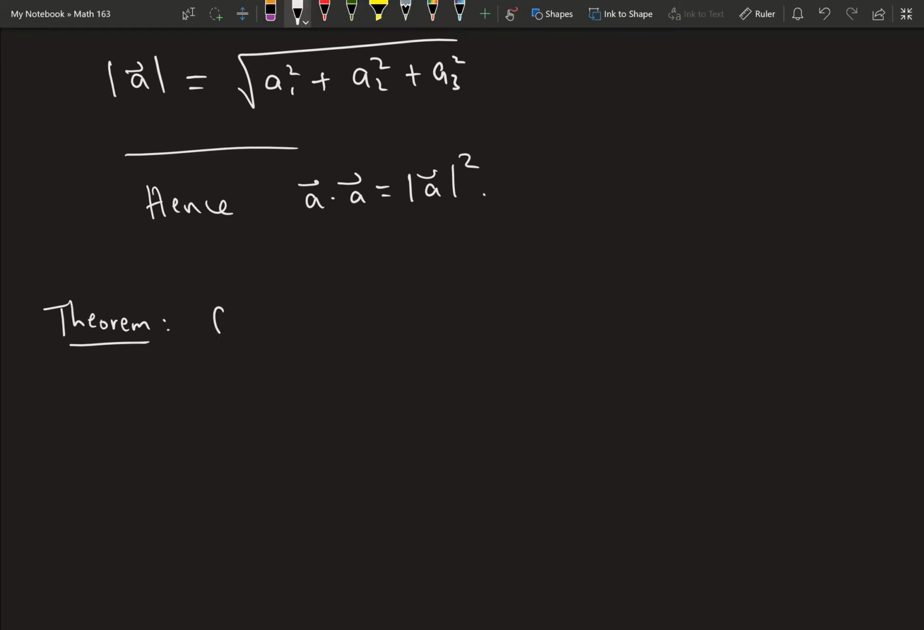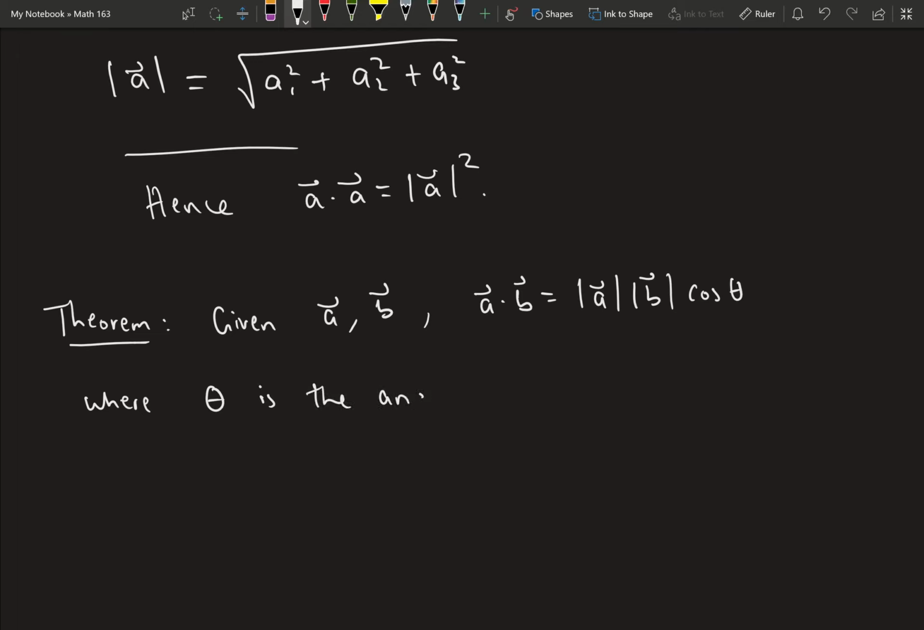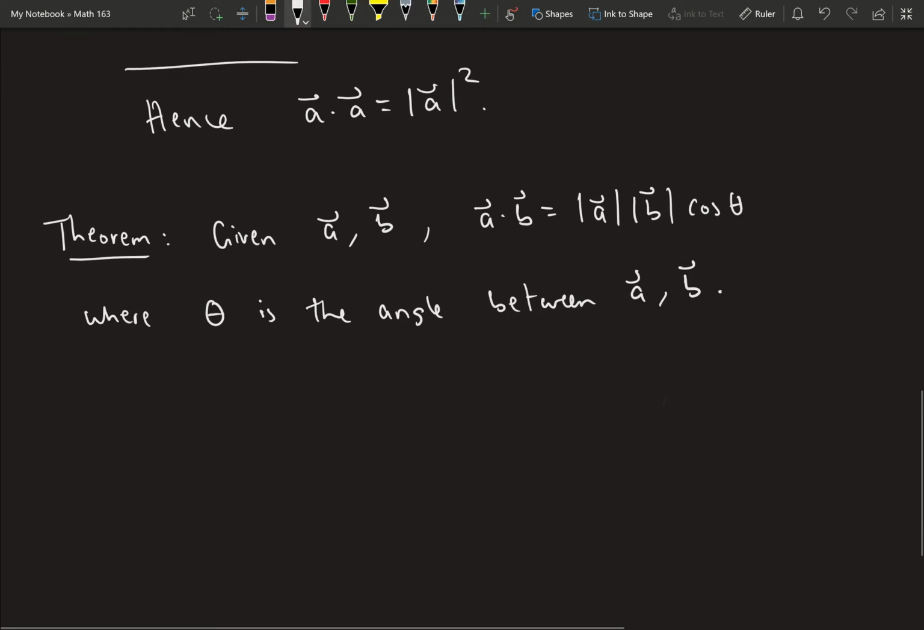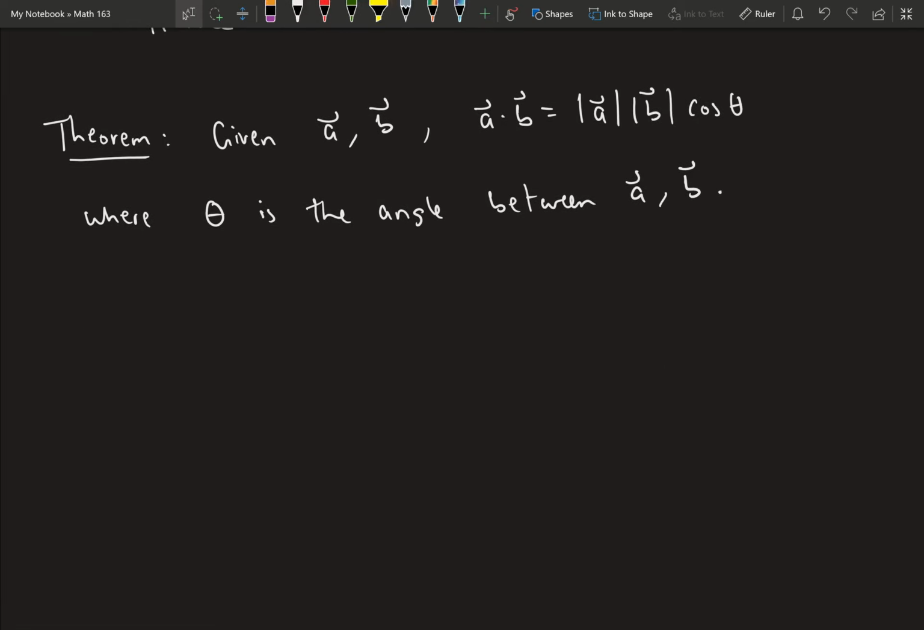Given a vector A and a vector B, A dot B is equal to the length of A, the length of B, times the cosine of theta, where theta is the angle between A and B. So let me just draw a picture of what this is actually saying.